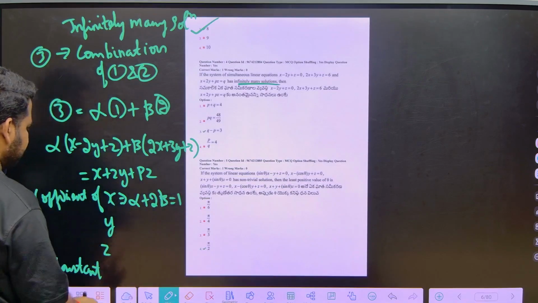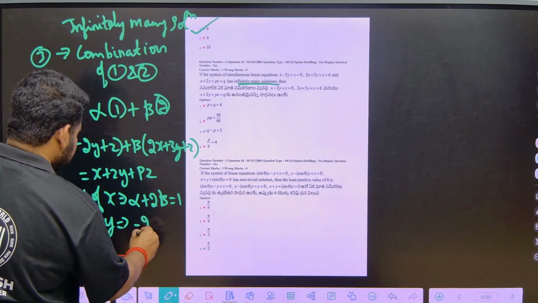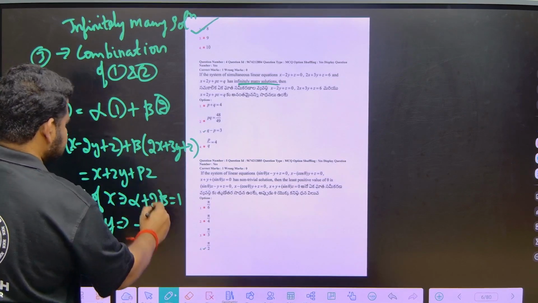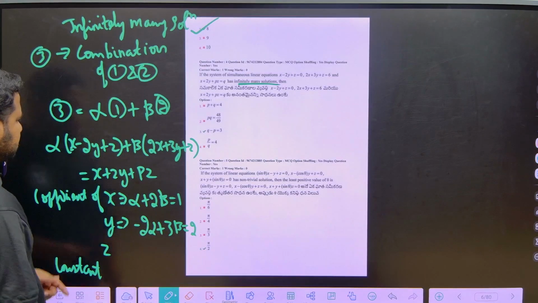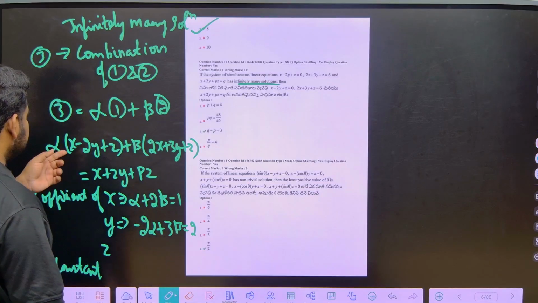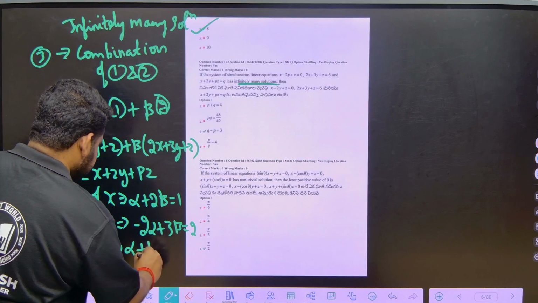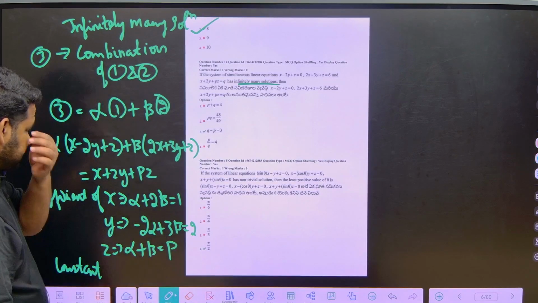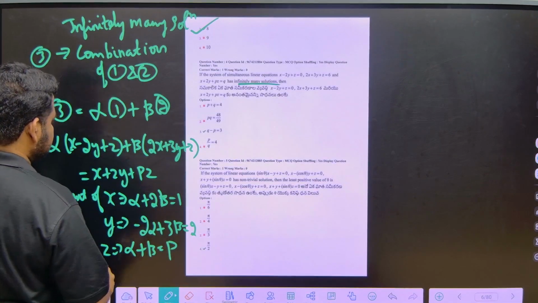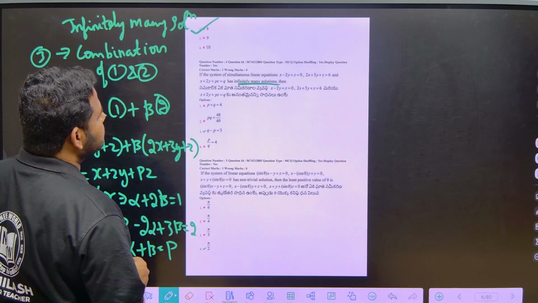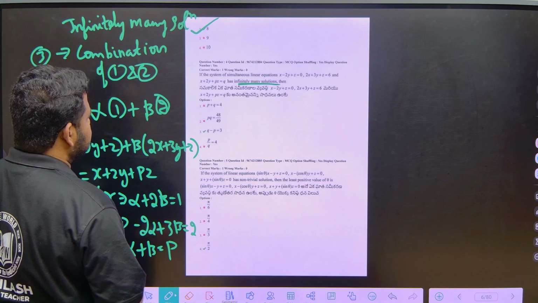Now, equating the coefficient of y: minus 2 alpha plus 3 beta is equal to 2. Now, equating the coefficient of z: alpha plus beta is equal to p. Now, for the constant, here it is 6, here it is 0. So, you will get 6 plus 0 equal to q. Okay, q is equal to what? Let us see.